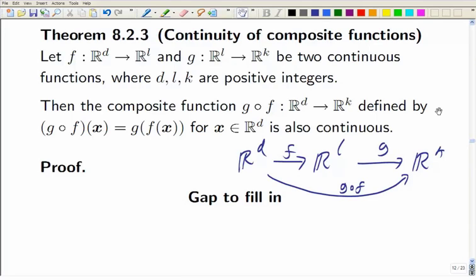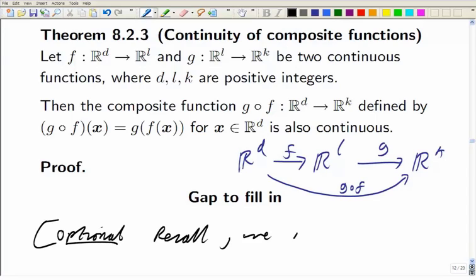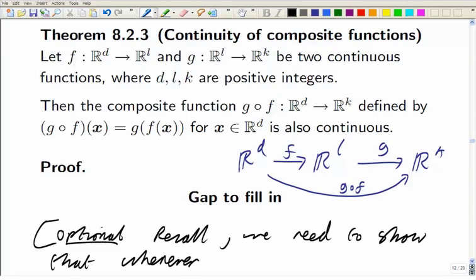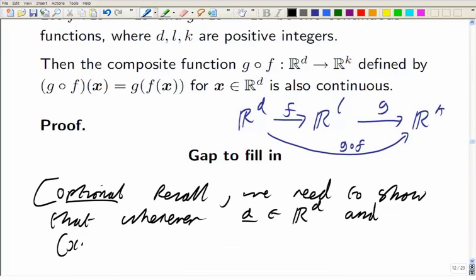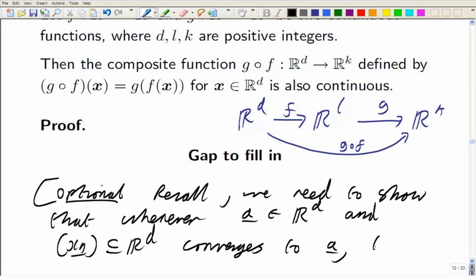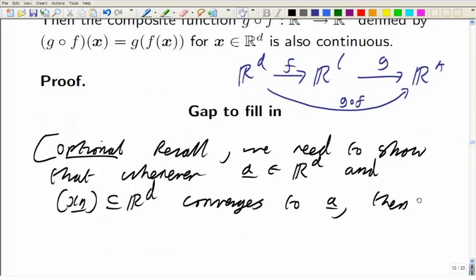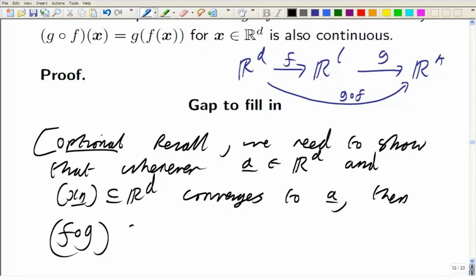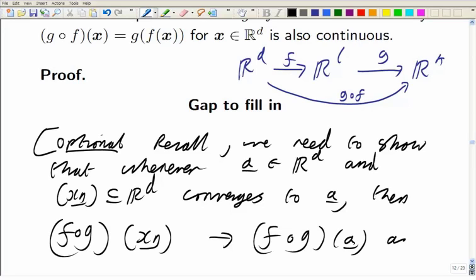Recall the sequence definition of continuity. We need to show that whenever a is in R^d and x_n is in R^d converging to a, then the composite function should do the right thing.